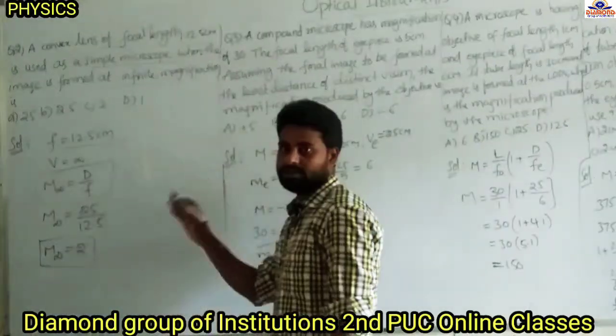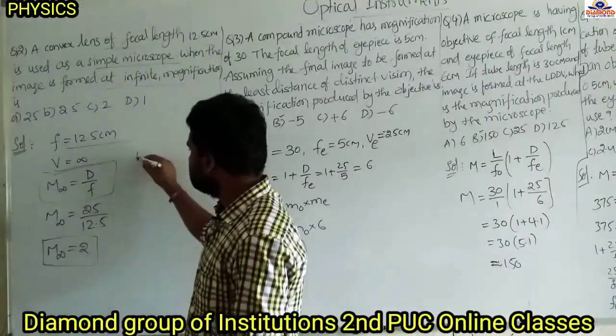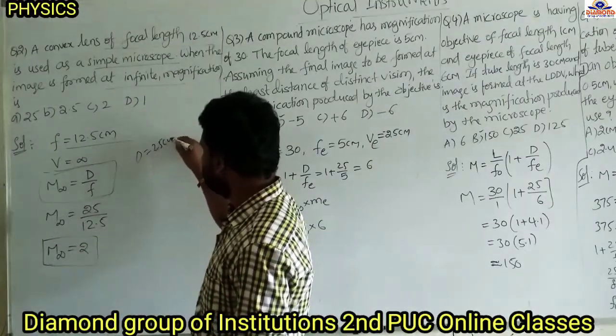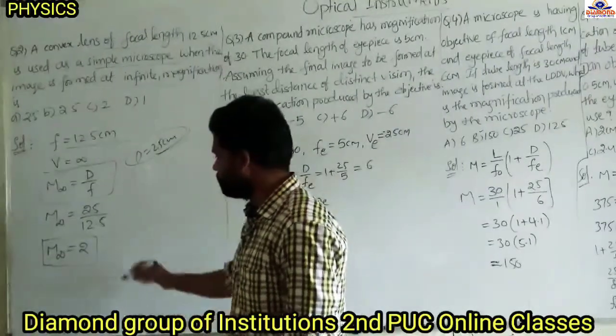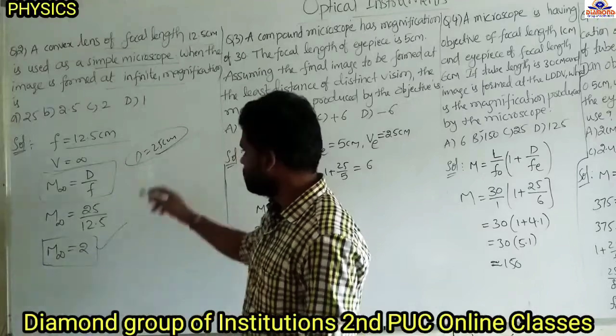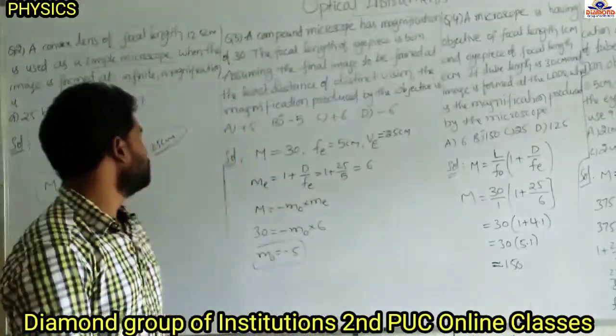As I already taught you in the synopsis, m infinity equals D by f, where the least distance of distinct vision is 25 centimeters. Remember this value. 25 by 12.5 equals 2. See the units: 25 centimeters, and this is also in centimeters. Next, let's see the next problem.